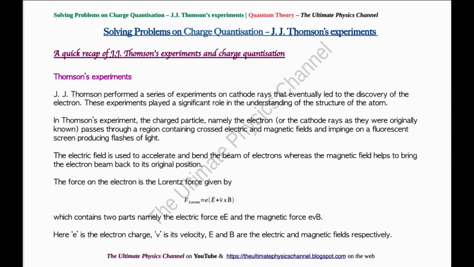Now the force on the electron is the Lorentz force, which is given by this equation, where F_Lorentz is equal to the charge on the electron e times the electric field vector E, plus v cross B. This is the velocity vector cross the magnetic field vector B. So we can see this as two parts, namely the first part involving the electric force, that is eE magnitude wise, and the second part involving the magnetic force, which is evB.